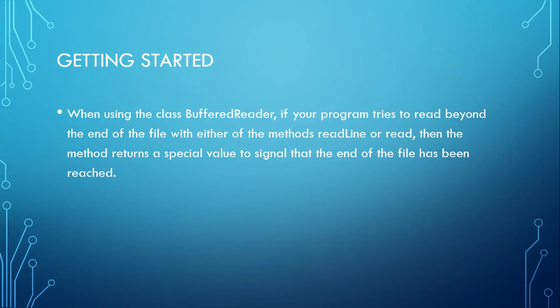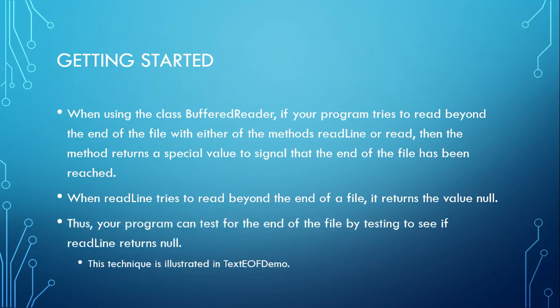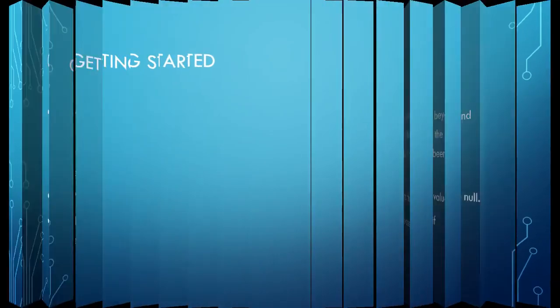So getting started, when we're using the class BufferedReader, if your program tries to read beyond the end of a file with either of the methods readLine or read, then the method returns a special value to signal that the end of the file has been reached. When readLine tries to read beyond the end of a file, it will return the value null. Thus, your program can test for the end of a file by testing to see if readLine returns null. We're going to look at the text end of file demo to see this in action.